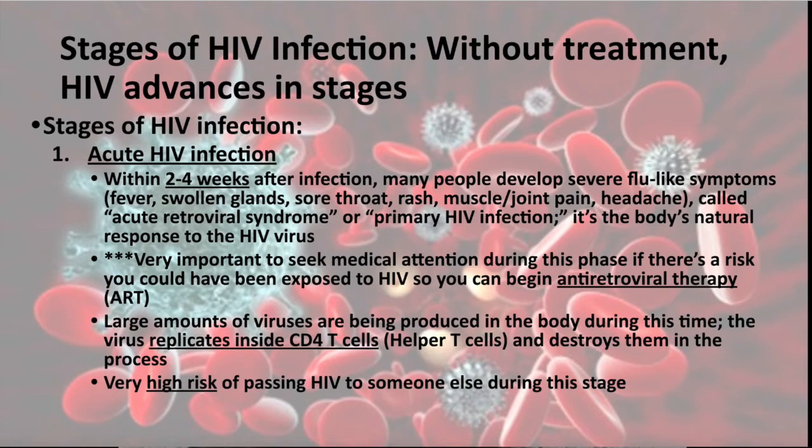During this time, large amounts of virus are being produced in your body, and the virus actually targets our helper T cells, or CD4 T cells, and replicates inside of them and then destroys them in the process. During this stage, you would have a very high risk of passing HIV on to someone else because you have that virus replicating inside your body and you may or may not know you have it yet. So if you're engaging in behaviors like, say, being sexually promiscuous, and you don't know you have it, then it's highly likely that you could pass HIV on to someone else.